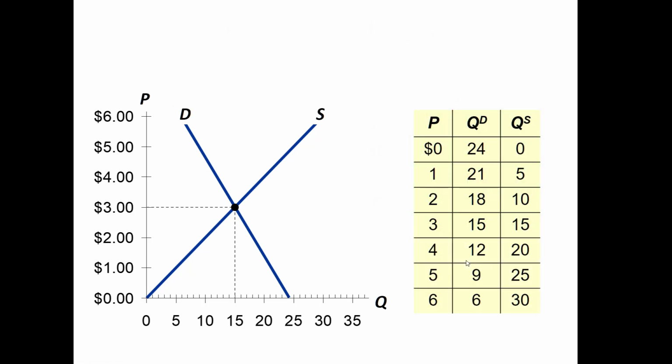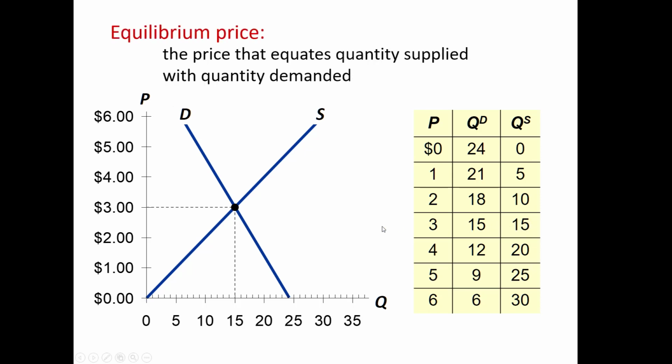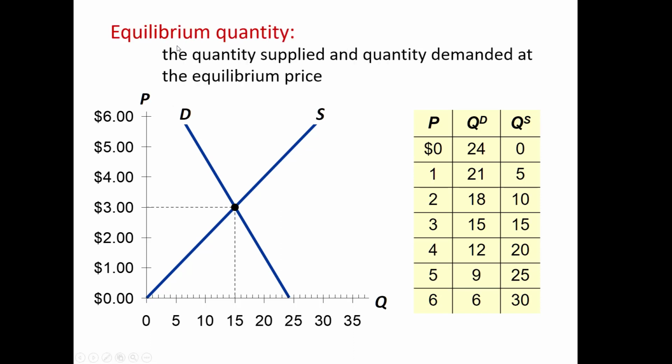Here we have price, the demand schedule, and the supply schedule. And you can see that when price equals 3, the quantity that consumers are willing to consume equals the quantity that suppliers are willing to supply. That's why the market is in equilibrium. So the price that equates quantity supplied with quantity demanded, 3, that's the equilibrium price. And the equilibrium quantity is the quantity supplied and quantity demanded at the same equilibrium price. Here, 15 and 15.